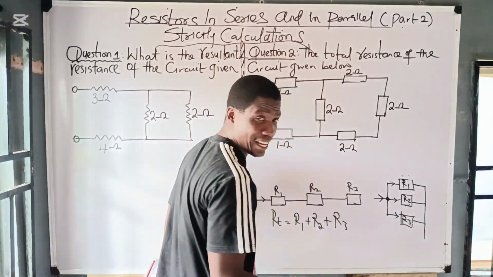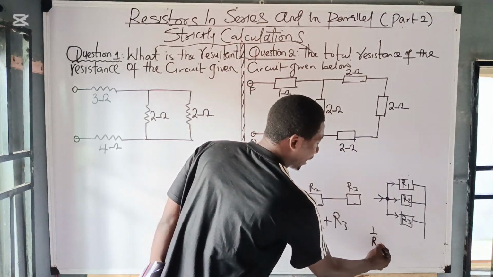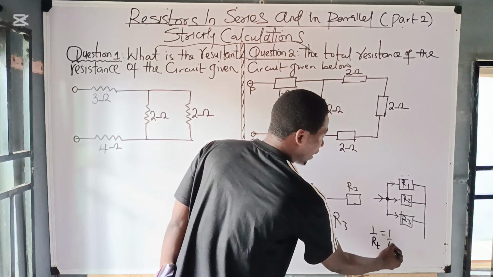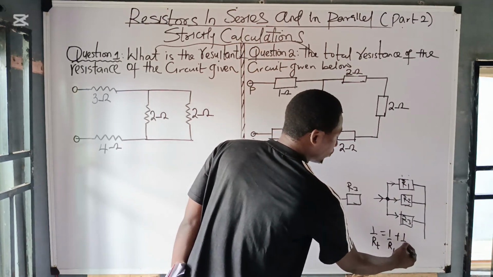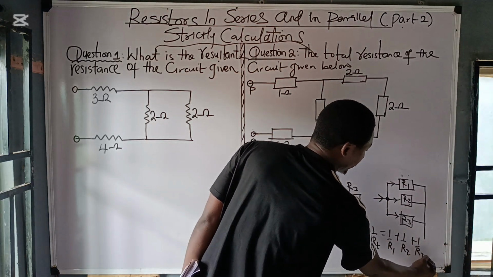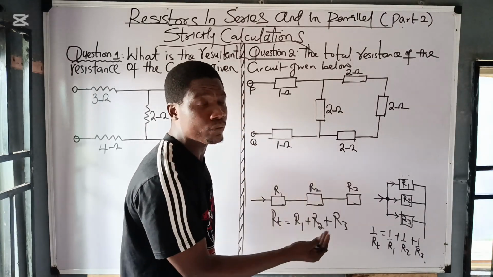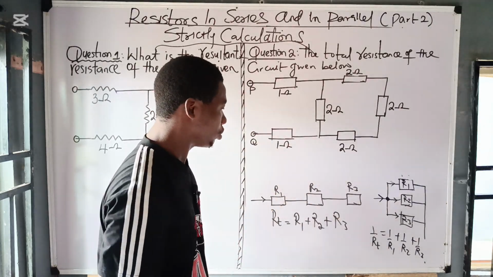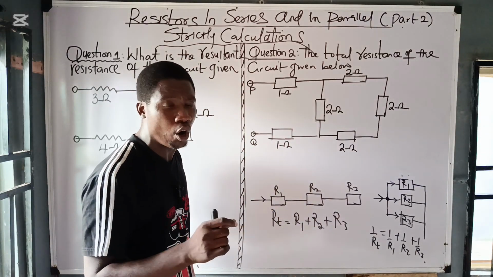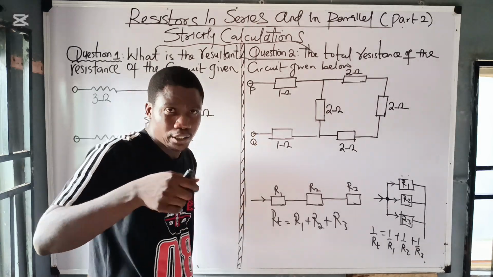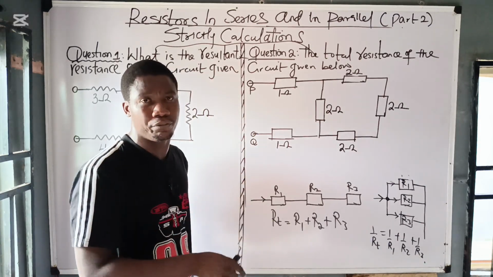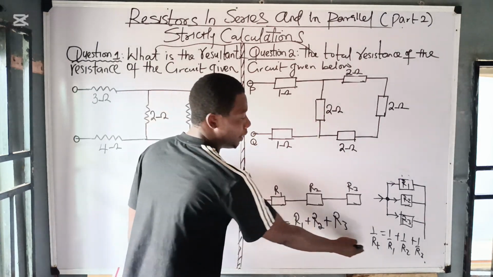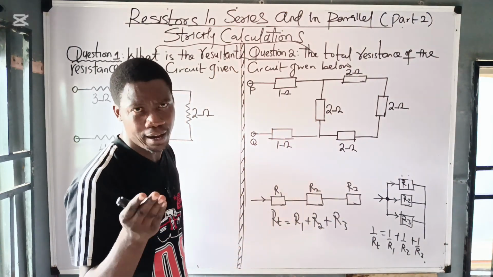So the total resistance is given as 1 over R total equals 1 over R1 plus 1 over R2 plus 1 over R3. I showed you how these formulas are derived in our previous videos, okay? So you can go back to search the video, or I will drop the link in the comment section of this particular video so that you see how these formulas are derived.